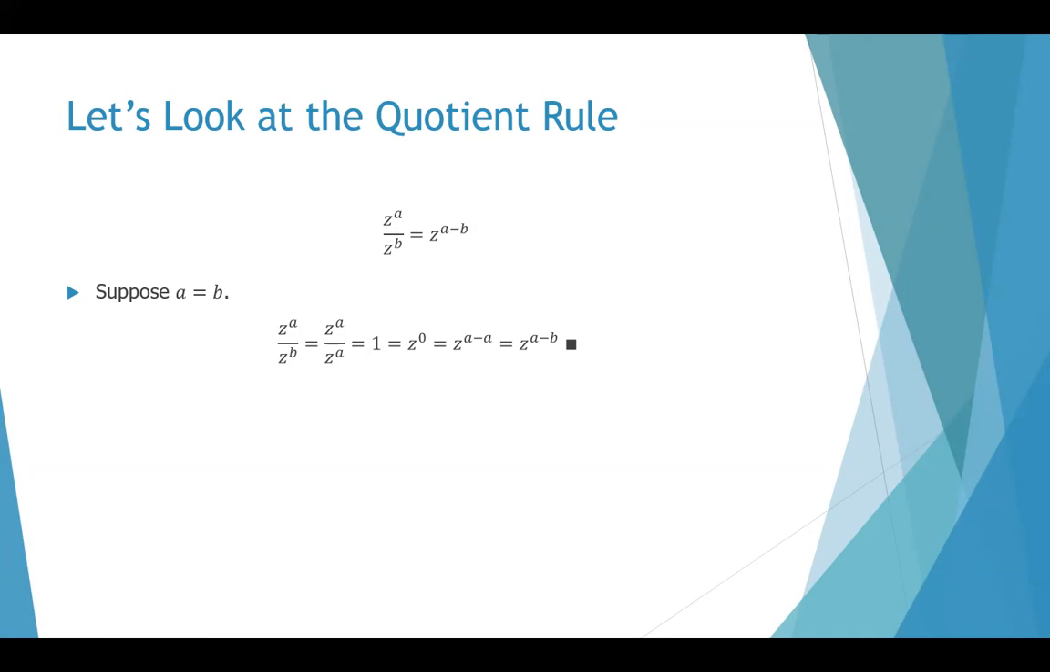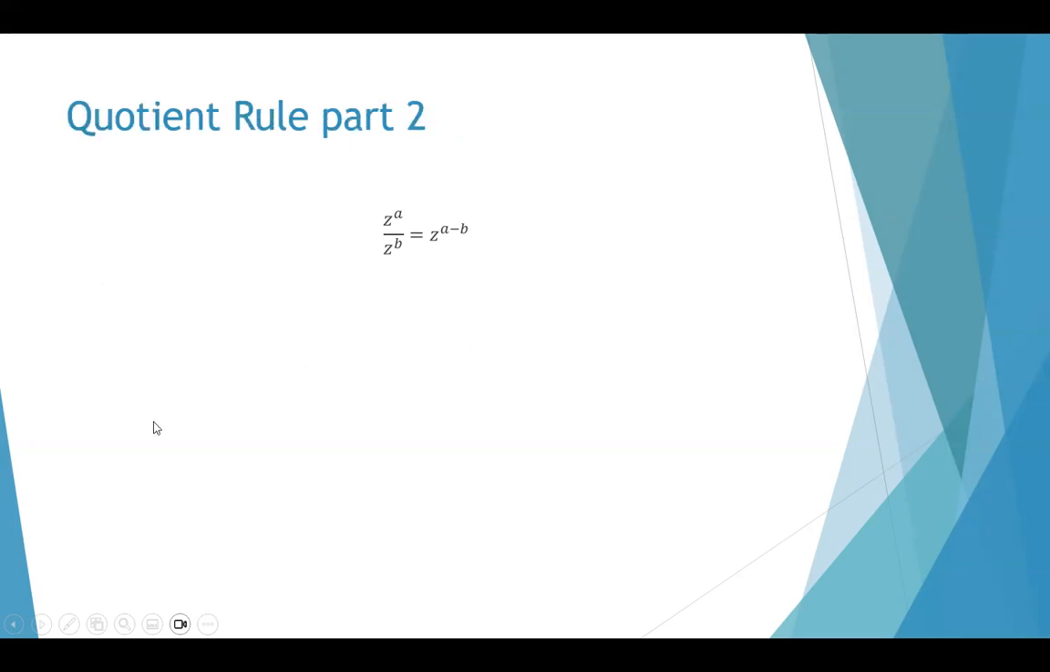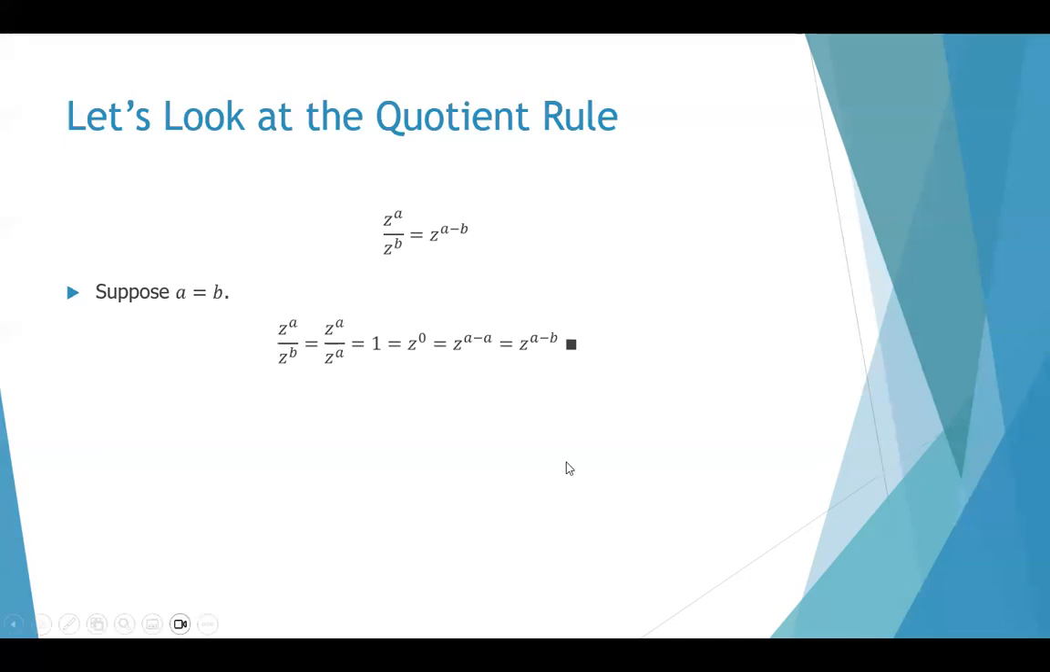But if we look at it from the other side, from the right side here, we know that it's equivalently z to the a minus b. But a and b are equal, so that's equivalently z to the a minus a, which is equivalently z to the power of 0, which is equal to 1. So this isn't the way I show it to students, but this is more mathematically accurate.